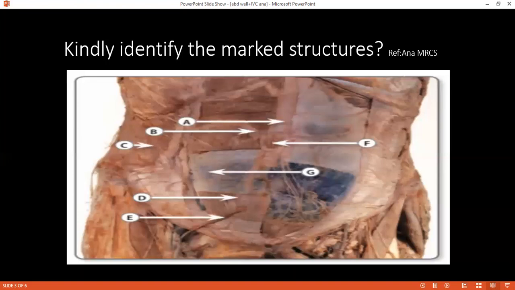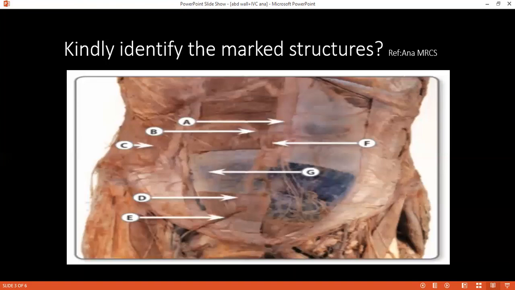Where is the median umbilical ligament located and what does it contain? It is located in the anterior abdomen between the two medial umbilical ligaments. It contains the urachus, the allantois remnant in the fetus, which connects to the bladder. The medial umbilical ligaments are located lateral to the median umbilical ligament, and they contain the remnants of the umbilical arteries.